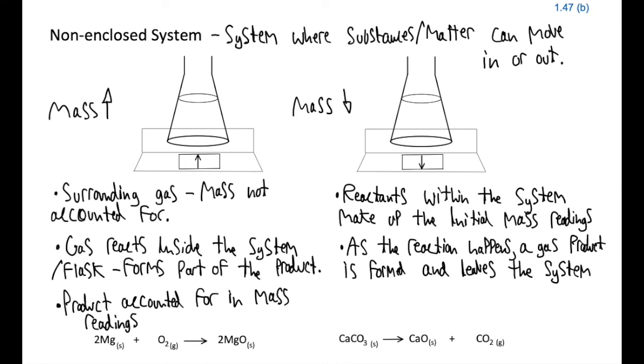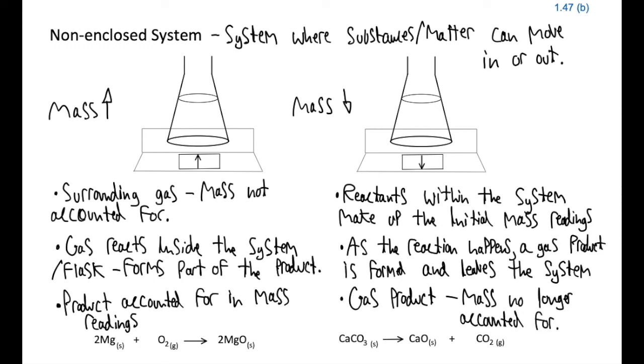And so once this gas product has left the system, its mass is no longer accounted for and the overall mass of the system decreases. And so the example down here is a solid product, calcium carbonate, decomposing to form a gas. This carbon dioxide gas would escape the system and the mass would decrease. The only thing left which contributes to the mass after this reaction would be the solid product calcium oxide, which remains inside the system.